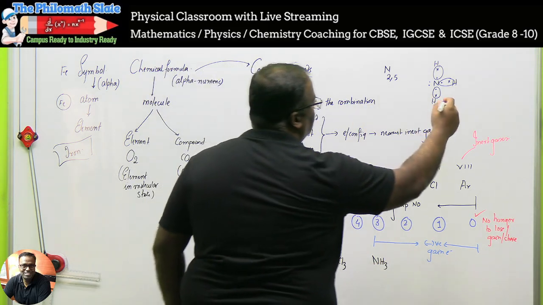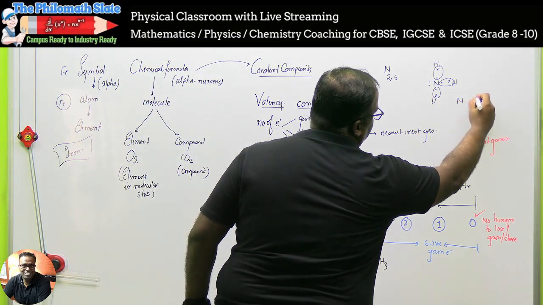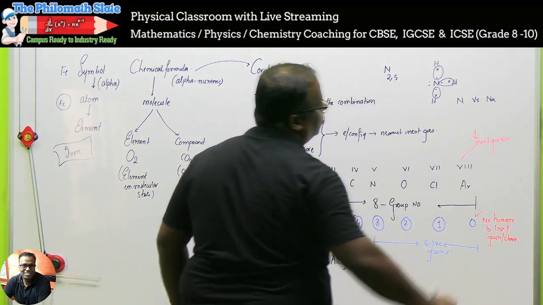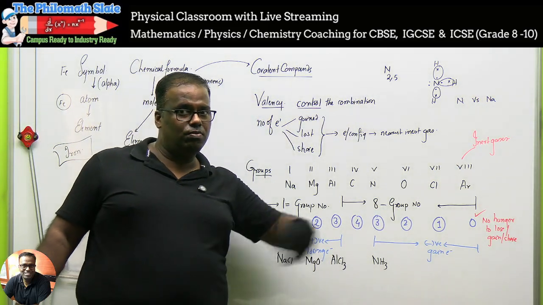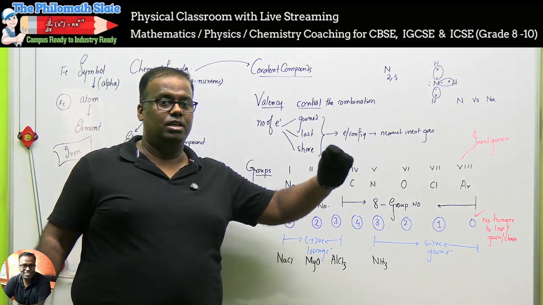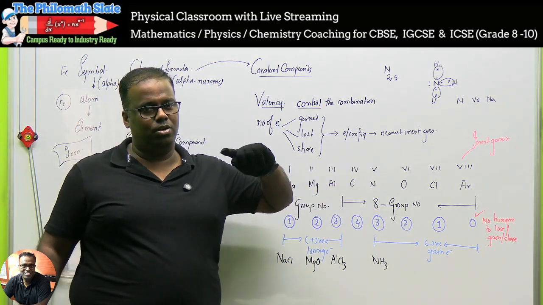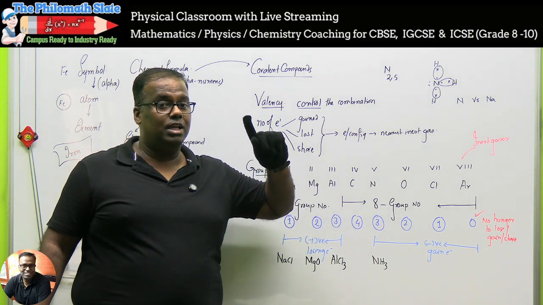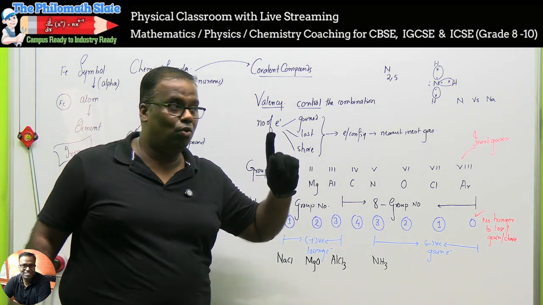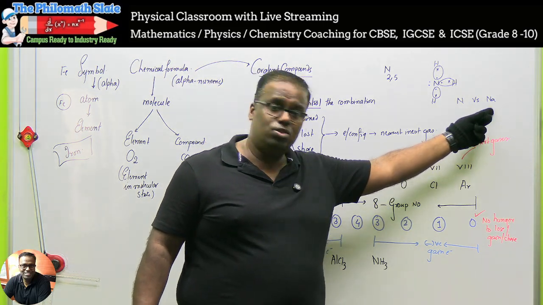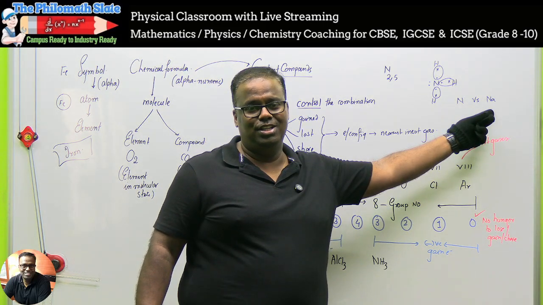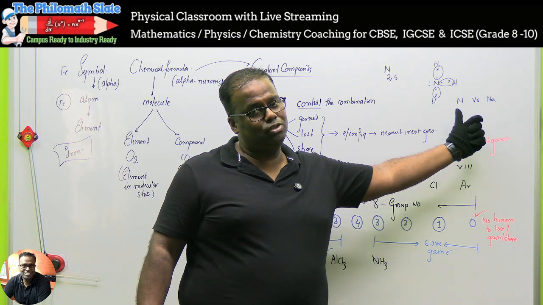Let's see now nitrogen versus sodium. You tell me yourself, what type of compound should be formed? Sodium wants to give away 1 electron. Nitrogen wants to gain electrons. It cannot be covalent bonding, because covalent means sharing, whereas sodium does not want sharing. So it will be an electrovalent bond.